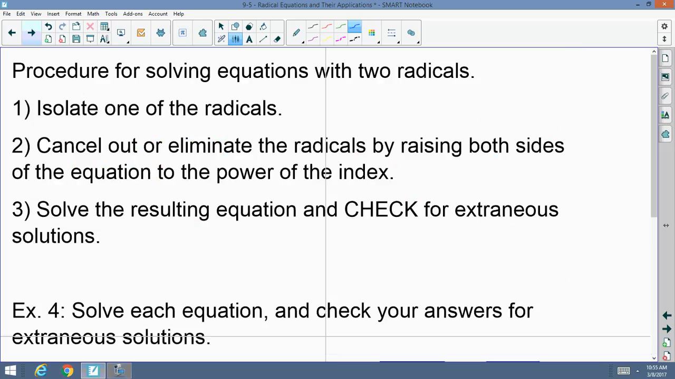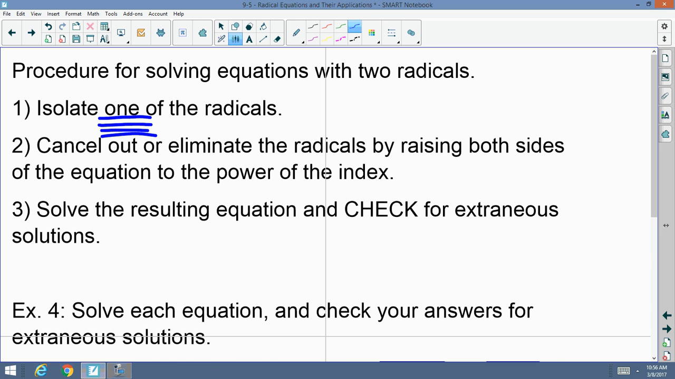And last but not least, okay, now we're going to deal with solving equations with two radicals. You're going to always have to isolate one of the radicals. Do not attempt to square both sides with both radicals on one side. You can do it. Yes, you can. It's going to be a mission. So please isolate one of the radicals. Just one of them. I don't care which one. Isolate it. Cancel out or eliminate radicals by raising both sides of the equation to the power of the index, just like before, and then solve the resulting equation and check for extraneous solutions.